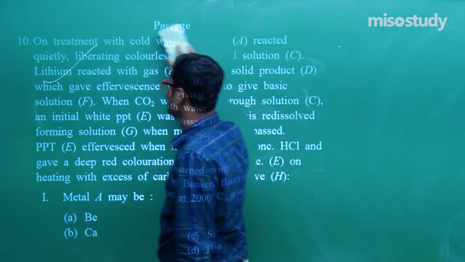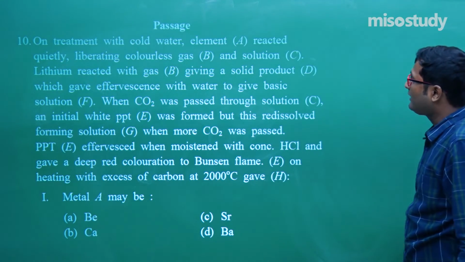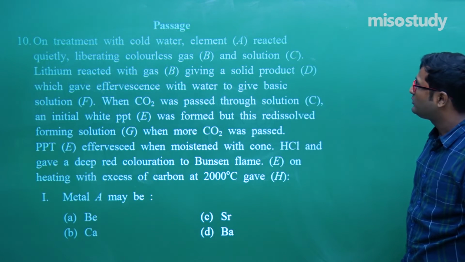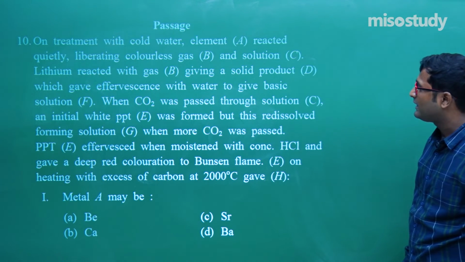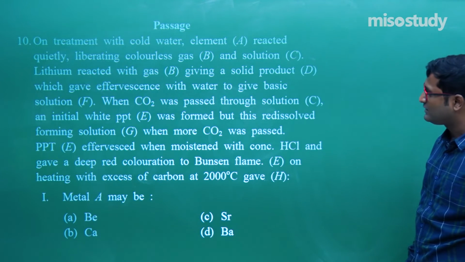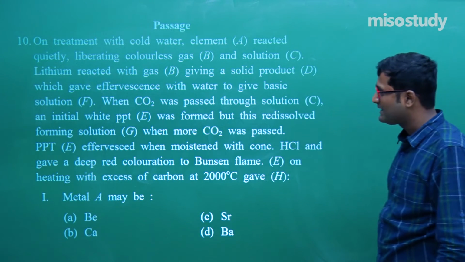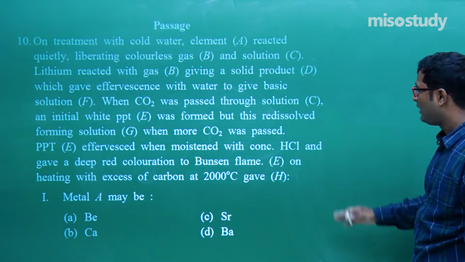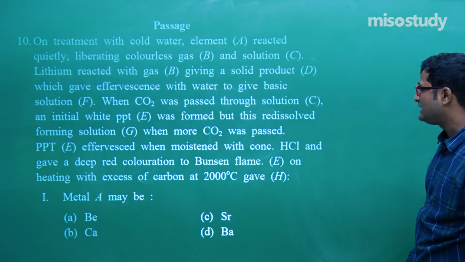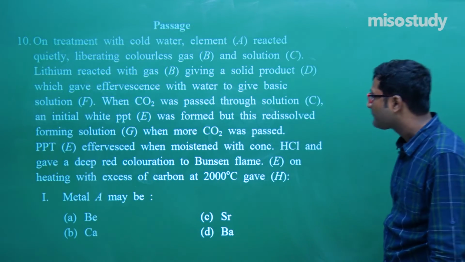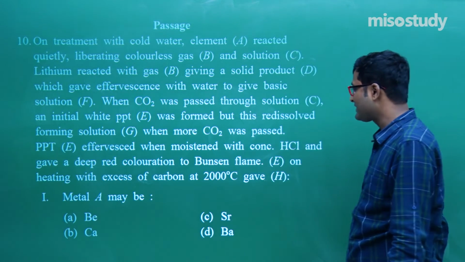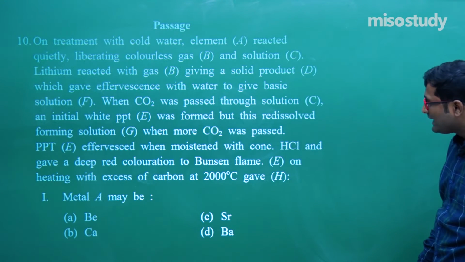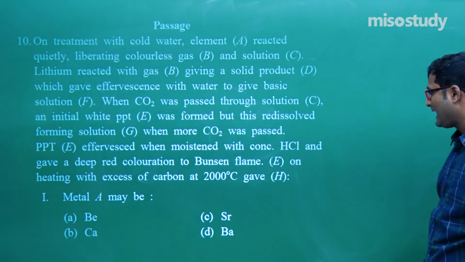Now read the question carefully. This is one of the best questions. On treatment with cold water, element A reacted quietly, liberating a colorless gas B and solution C. Lithium reacted with gas B, giving a solid product D, which gives effervescence with water to give a basic solution. When CO2 was passed through solution C, an initial white precipitate E formed, but this redissolves, forming solution G. When more CO2 was passed, precipitate E effervesces when moistened with concentrated HCl and gives a deep red coloration to the Bunsen flame. E on heating with excess of carbon gave H.